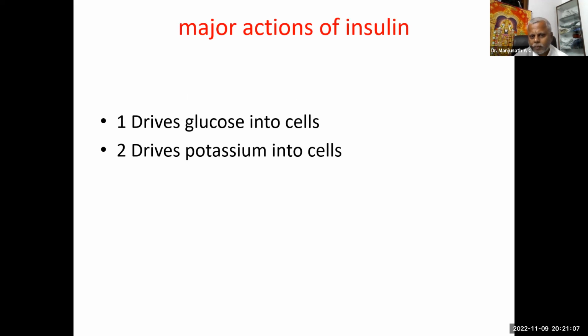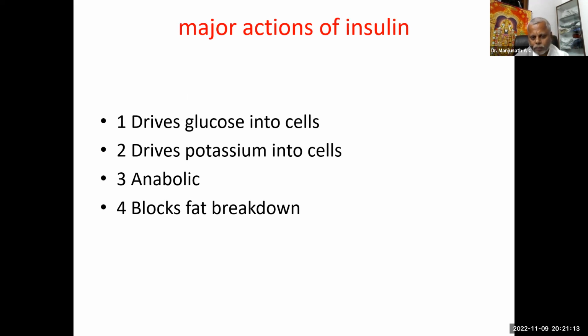And it also drives potassium into the cells. So it is an anabolic. It blocks the breakdown of fats. It blocks the breakdown of proteins. All these things are reversed in case of diabetic ketoacidosis or the acute complications.